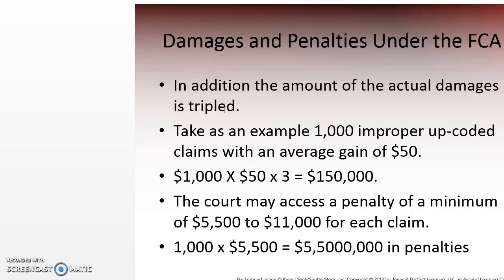So take an example of 1,000 improper upcoding claims with an average gain of $50. So 1,000 times 50 times triple damages is $150,000. But the court may assess a penalty of a minimum of $5,500 to $11,000 for each claim. That now brings the total in penalties up to $5,500,000.